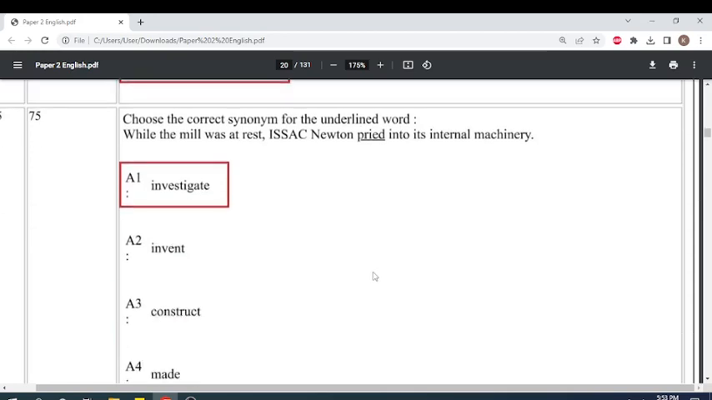75. Choose the correct synonym for the underlined word. While the mill was at rest, Isaac Newton pried into its internal machinery. Answer A1, investigate.